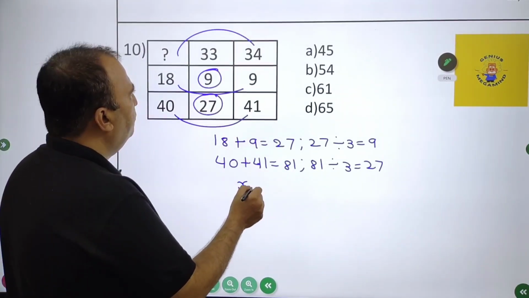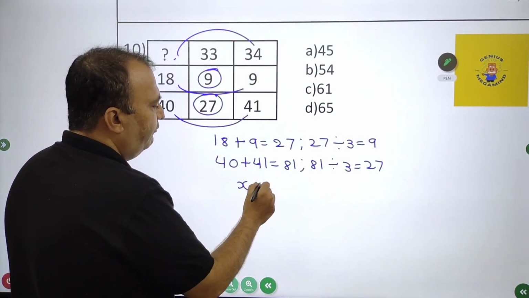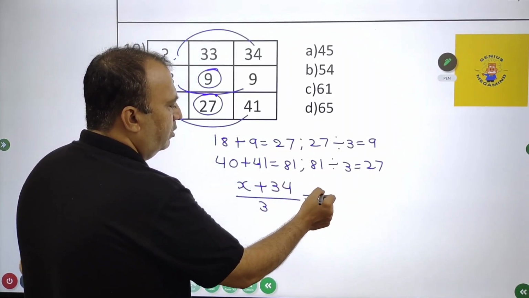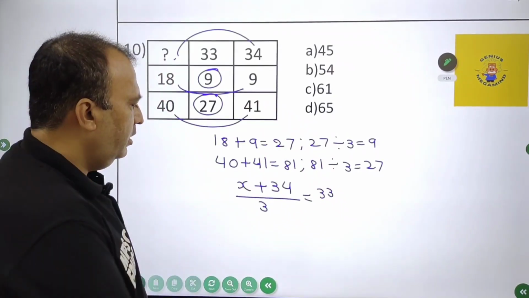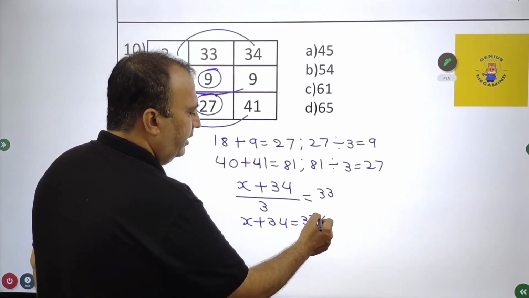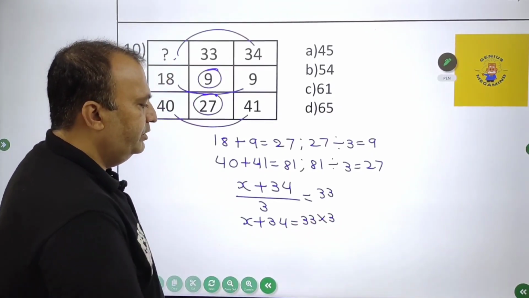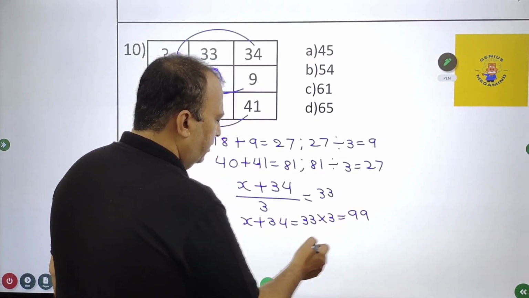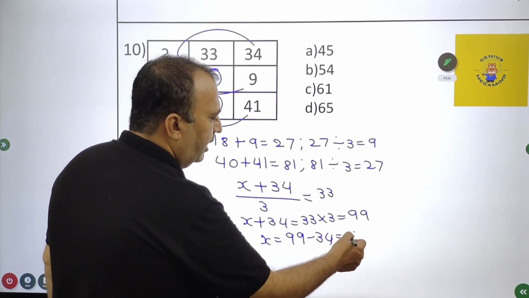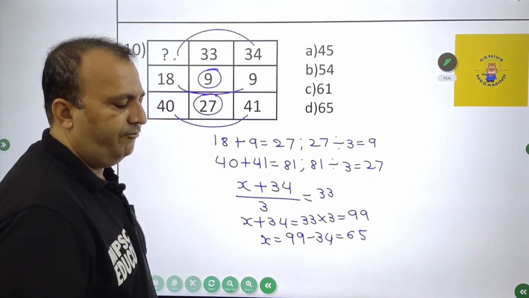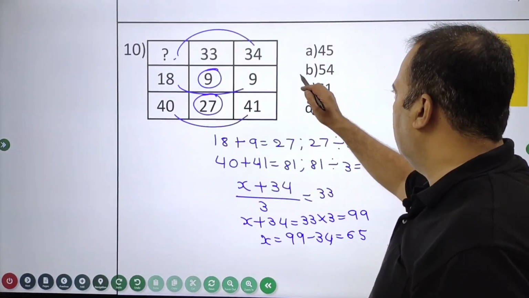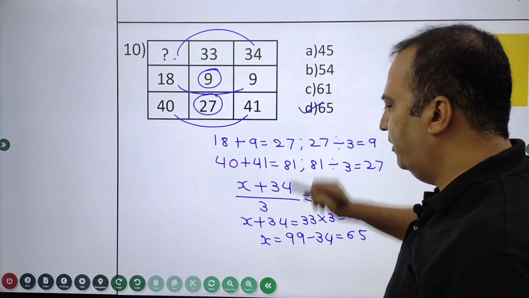So the equation which I can put down is x plus 34 divided by 3. The end result is 33, right? So it will be x plus 34 is equal to 33 into 3. Fine. So which is obviously 99. So x will be 99 minus 34, and the answer will come out to be 65. 65 plus 34 is 99. So the answer for this question is option D.